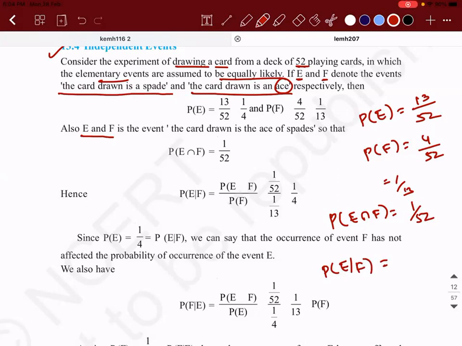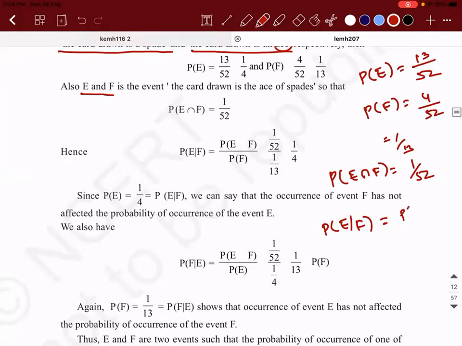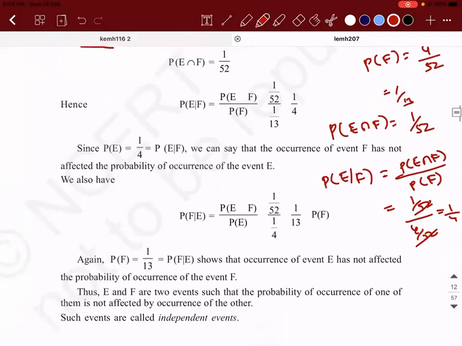So they're just trying to show us the difference between the numbers. So what is the probability of E given F? It will be probability of E intersection F divided by probability of F. So what is the probability of E intersection F? 1 by 52. What is probability of F? 4 by 52. So there is a 25% chance of this occurring.